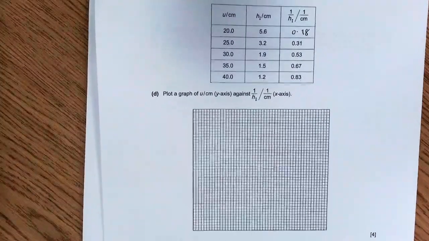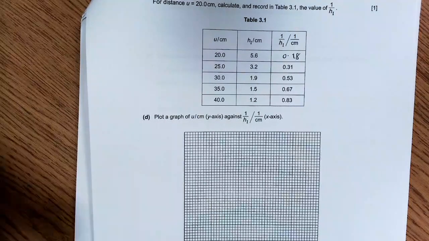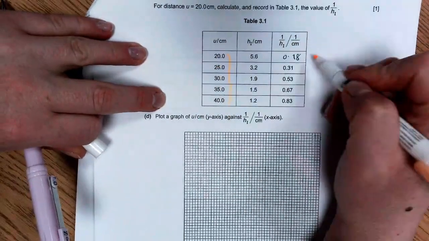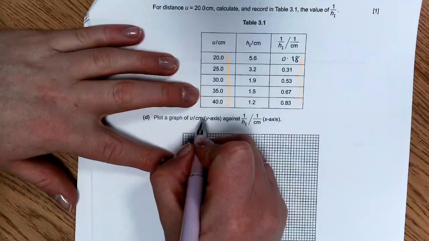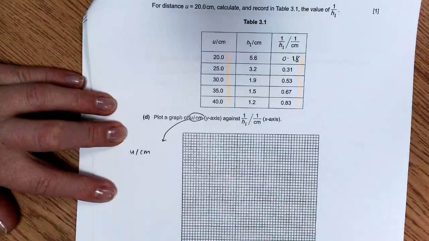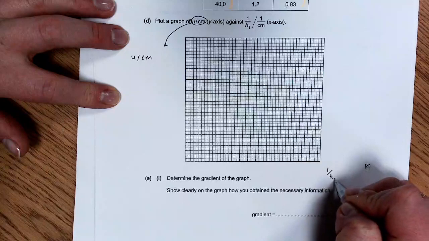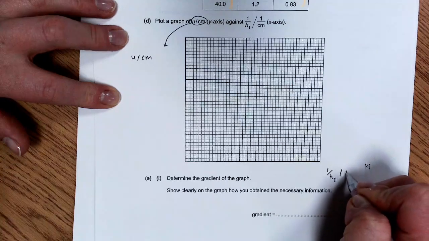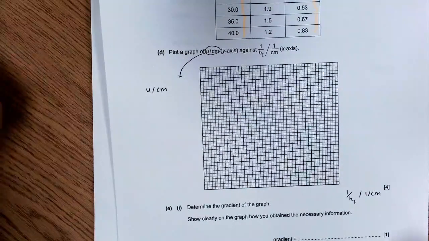Then it asks you to plot a graph of u against 1 over h. So we're going to take these numbers, and it tells you which axis to put where. So you get 1 mark for labelling your axes. So literally taking this and pulling it down here and saying, well, this is u in centimetres, and this one down here is 1 over hi measured in 1 over centimetre for our unit. That gets you a mark, and some people did miss this.